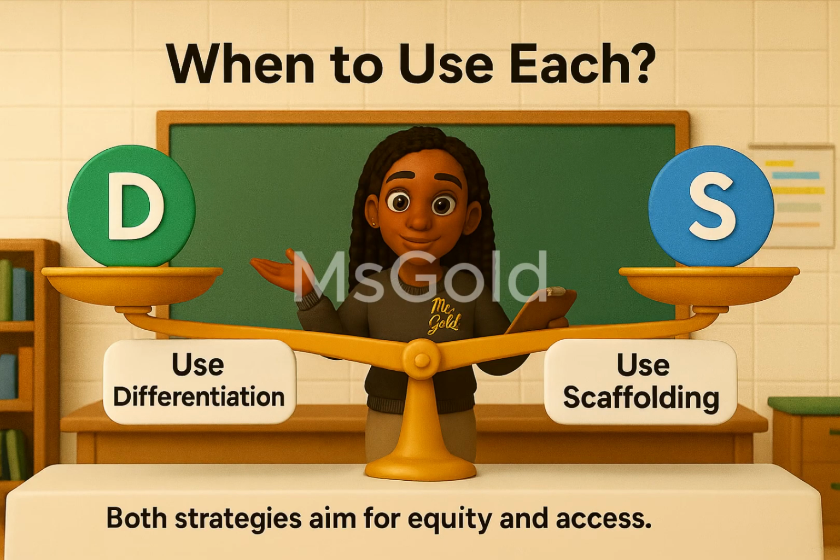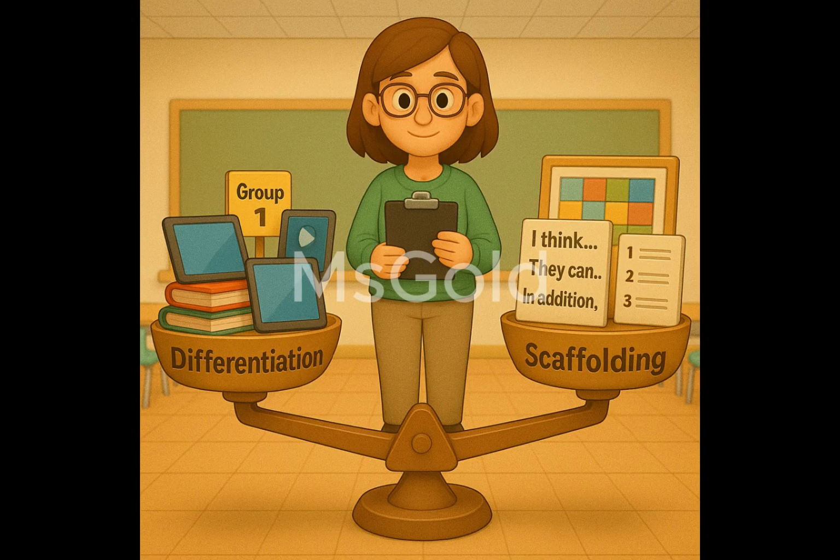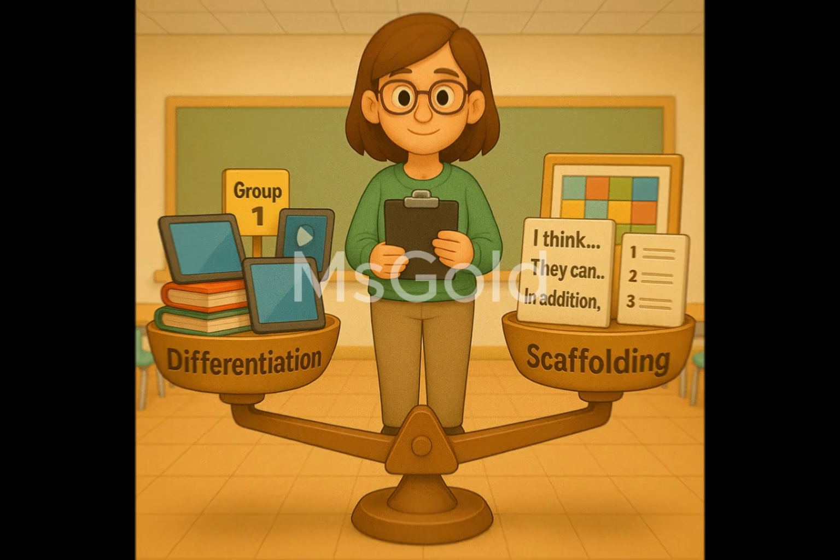So how do we decide which one to use? We use differentiation during lesson planning to meet a range of needs. We use scaffolding within the lesson when a student hits a learning barrier. Often, we use both. We plan a differentiated activity, then scaffold as needed.